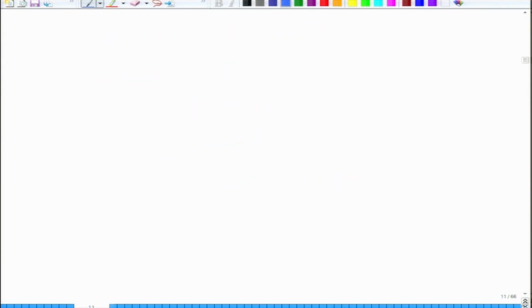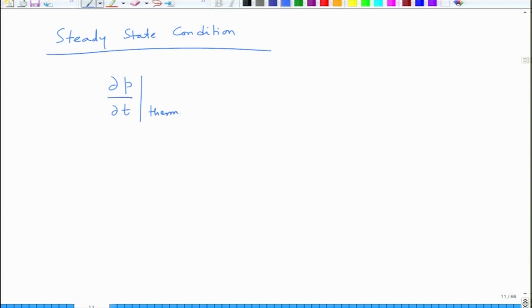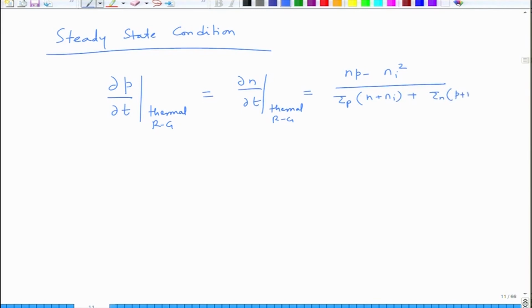There is another condition that often prevails, called the steady state condition. In the steady state condition, I will not go into the derivation, but del P by del T, for instance, is equal to del N by del T thermal Rg, and this is equal to (Np minus Ni square) divided by (tau P into (N plus Ni) plus tau N into (P plus Ni)). So, I will explain what these taus are.